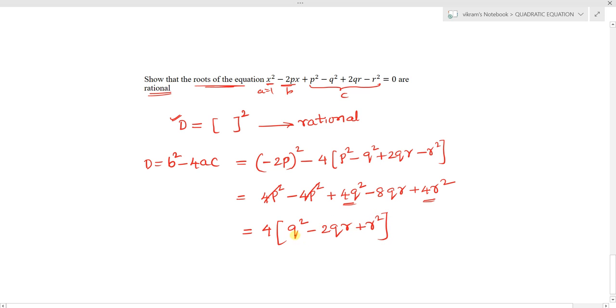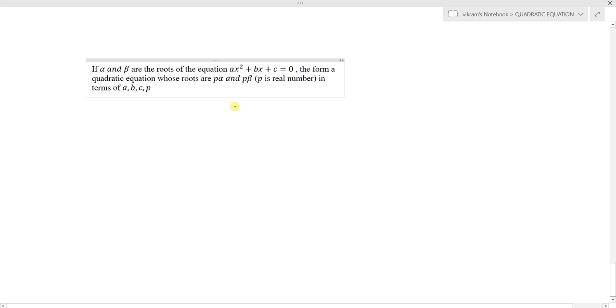Which is in the form of a square minus 2ab plus b square. Then we can write it as 4 into q minus r whole square, which can be written as 2 into q minus r whole square, sorry, 2 into q minus r whole square. Then 2 square is 4, q minus r square. So that means the discriminant is expressed as a perfect square. So then we can say that the roots of this equation are rational. Okay, now another question.